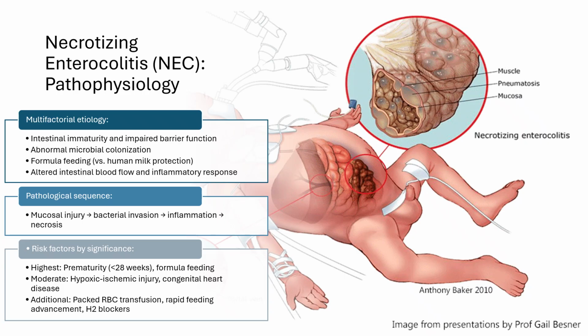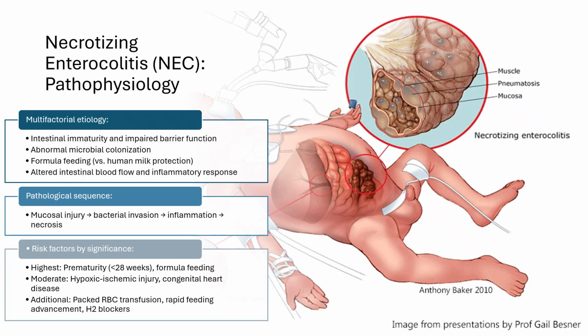This immature barrier cannot effectively prevent bacterial translocation, which means harmful bacteria that should remain confined to the intestinal lumen can cross through the intestinal wall into the bloodstream and surrounding tissues. When bacteria breach this compromised barrier, they trigger an inflammatory cascade that the immature immune system cannot properly regulate.